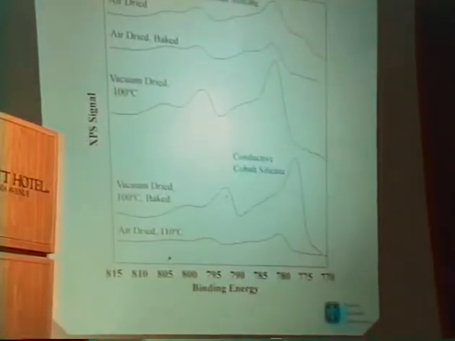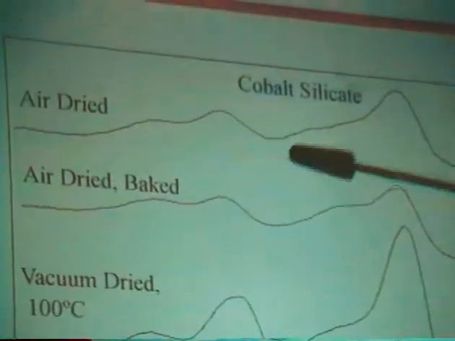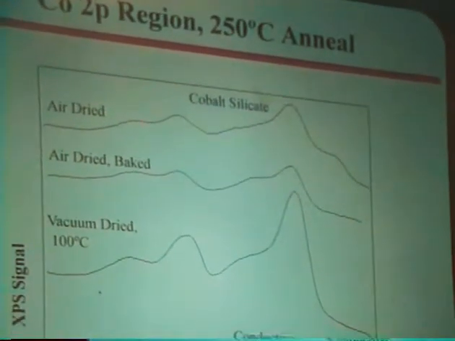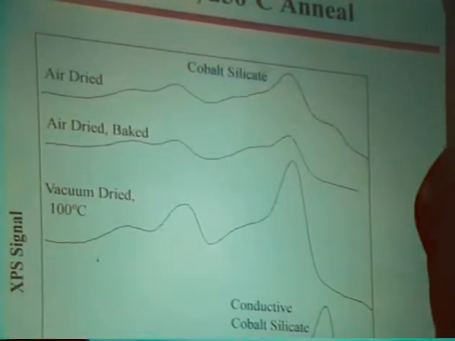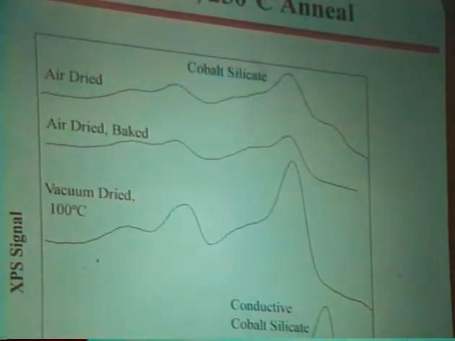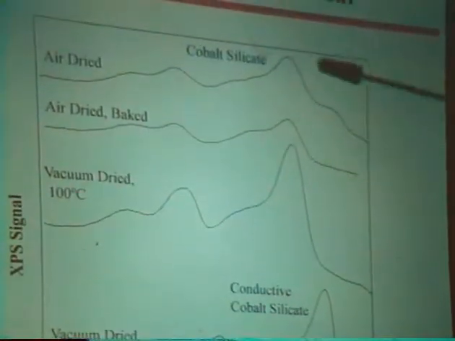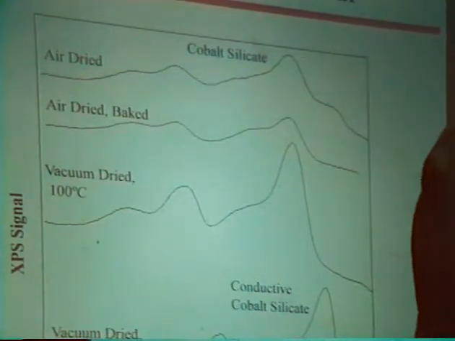Now, if we anneal these samples in the UHV chamber to 250 degrees C, which is well above the cobalt nitrate decomposition temperature, we do see a change in the cobalt features. For the air-dried sample, we see a decrease in the overall shake-up features, but we see that the binding energy remains at 781.8 eV. The fact that we see this high binding energy in combination with a temperature above the nitrate decomposition temperature suggests that what we formed is a cobalt silicate, and the peak position and shape agree with those that are reported for cobalt silicate.